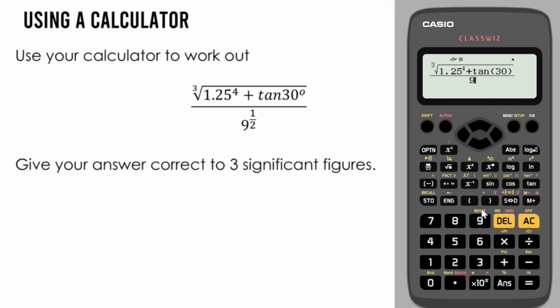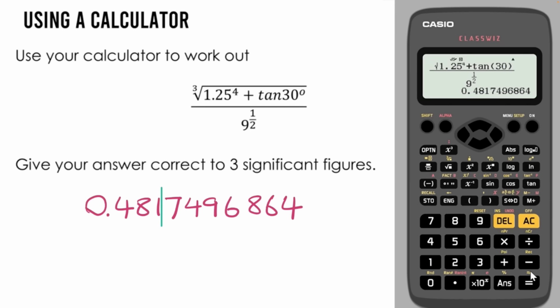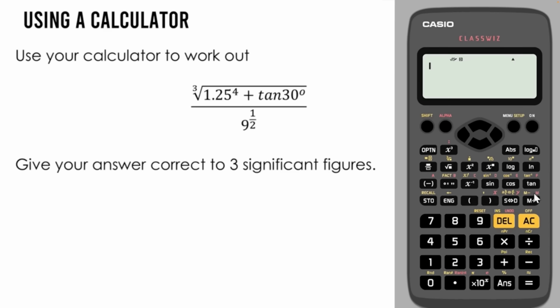So onto the bottom of the fraction, 9 to the power of a half. Once we've typed it in and we're happy it looks exactly the same as it does on the paper, we'll press equals. This question wants us to round to 3 significant figures, so we'll chop after the 1 here, so that'll be 0.482 as our final answer. So just making sure it looks identical to however it does on the page.